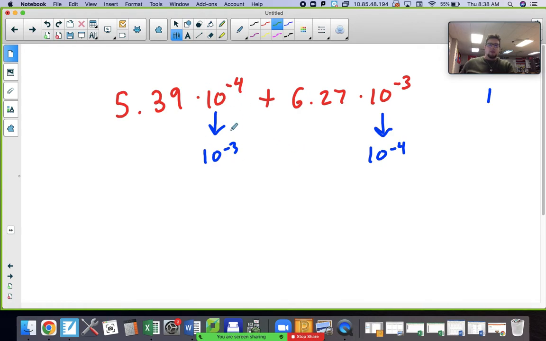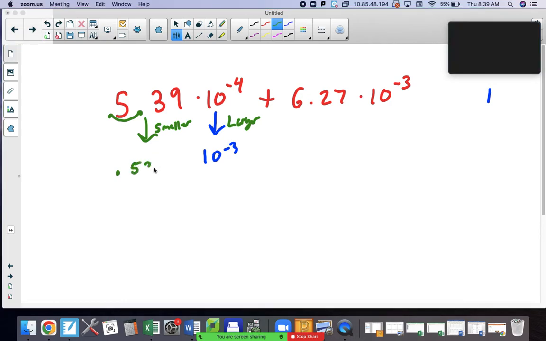This is the better option because our power is growing larger. So this number has to shrink smaller. 1 jump. So I now have 0.53.